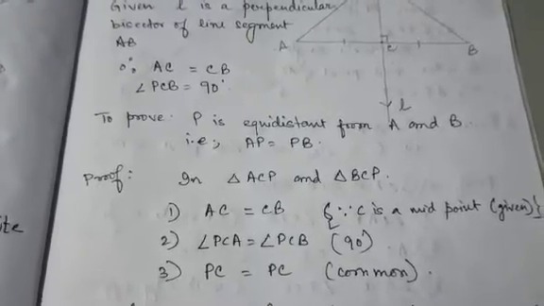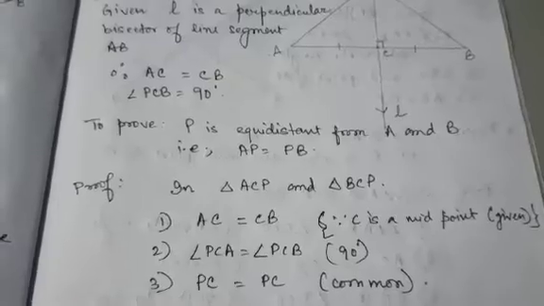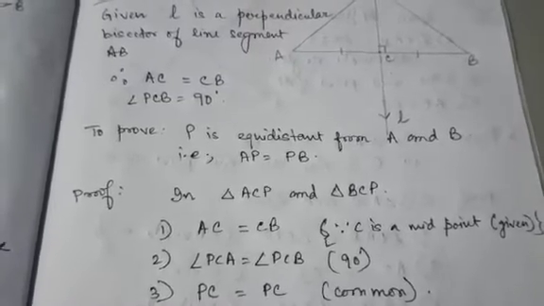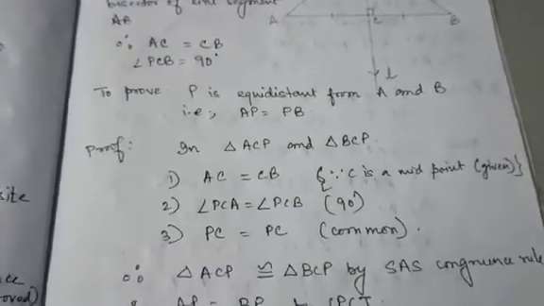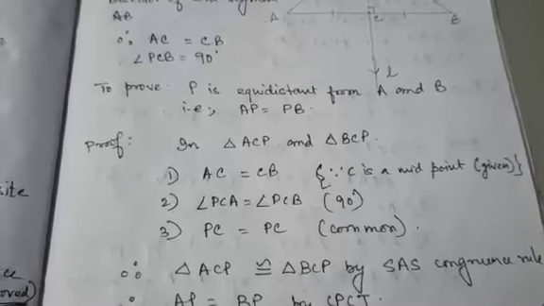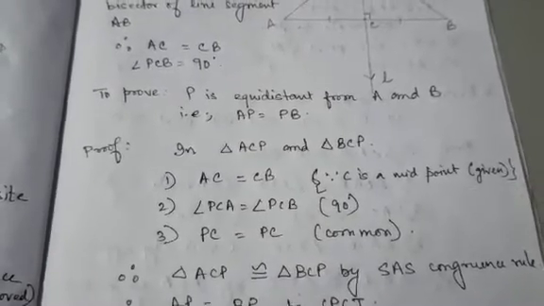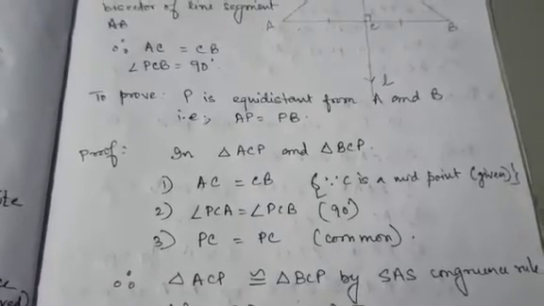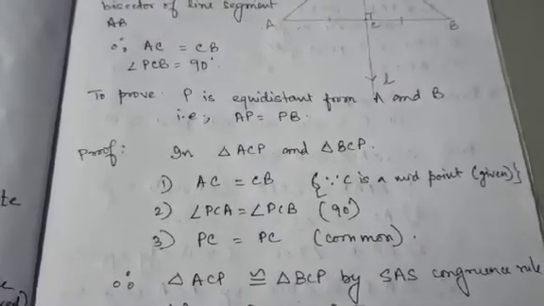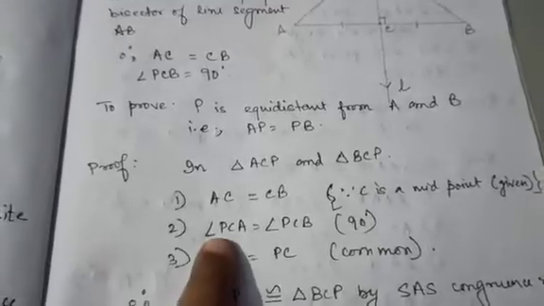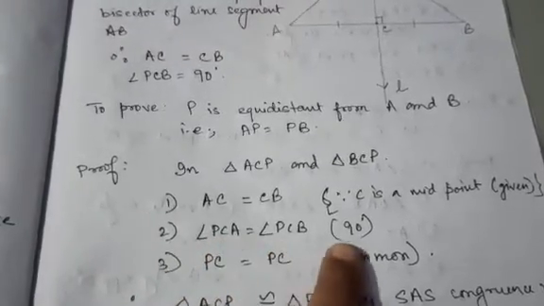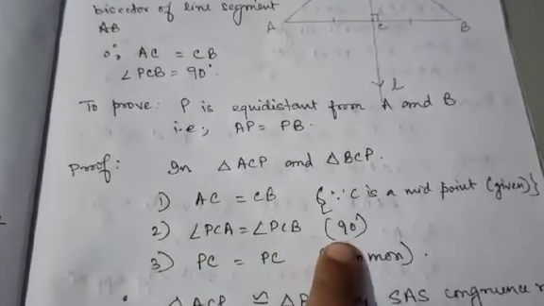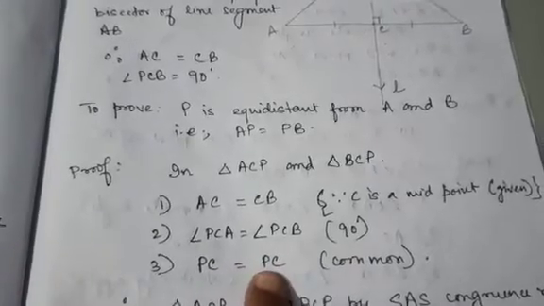So we have learned 5 types of congruency. We will use any one of them. Here we will use the side angle side congruency. Side AC is equal to CB, since it is a perpendicular bisector, or C is a midpoint, that is given. Angles PCA and PCB are both 90 degrees, and PC and PC are common.